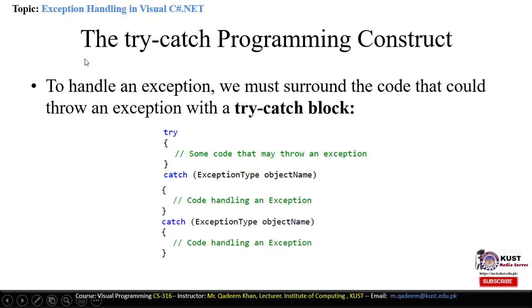This is the example of the try-catch programming constructs. To handle an exception, we have to surround the code that could throw the exception with the try-catch statements. This is the try. Here we will write the code, and these are two different types of exception types, and here we will define our own object.